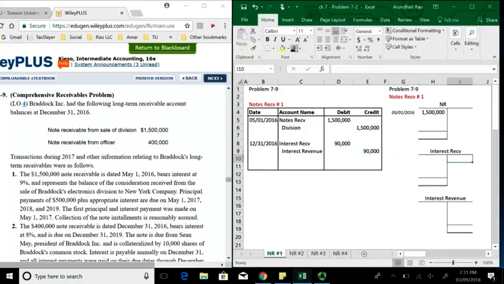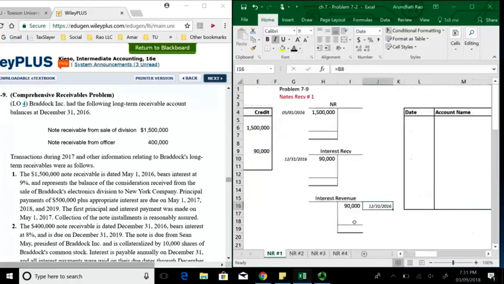I post that information over here. Interest receivable debit, and that's on December 31st, and interest revenue credit, and again that's on December 31st. And now let's see the balance in these accounts. So at December 31st, my balance is still $1.5 million, and the balance over here is $90,000, and this is also $90,000 at December 31st.